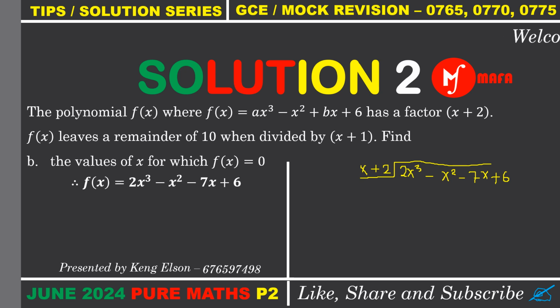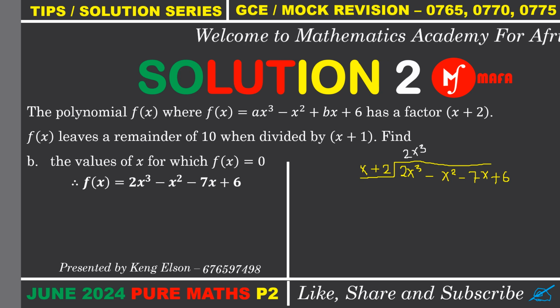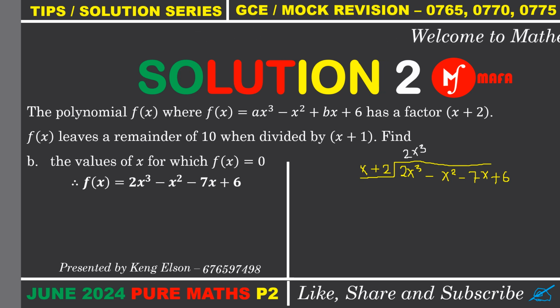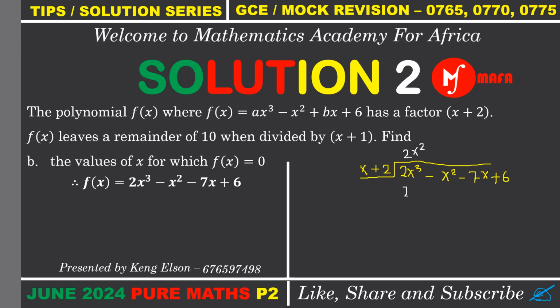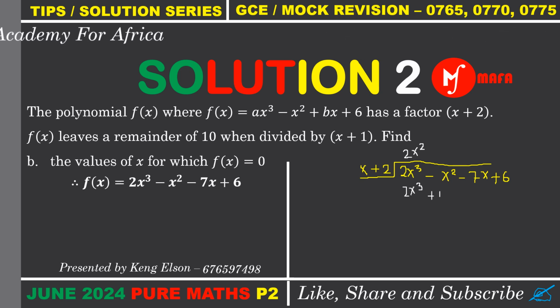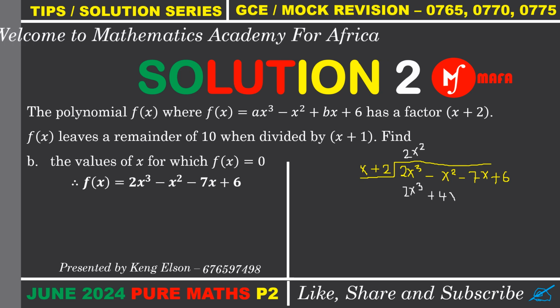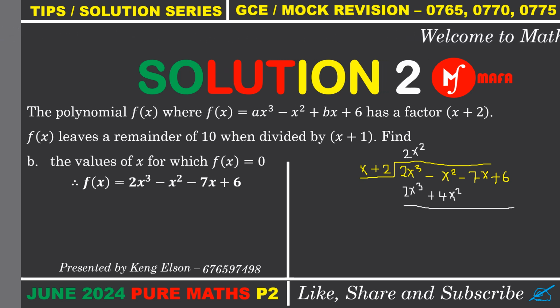2x cubed divided by x is 2x squared. So we have 2x squared here. That's supposed to be 2x squared, not 2x cubed. 2x squared times x is 2x cubed. 2x squared times positive 2 is positive 4x squared. Then we now have to subtract and then divide again. So let us subtract. We are going to have 0 here.